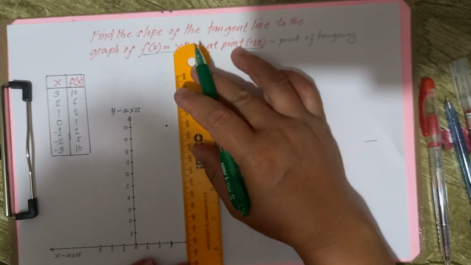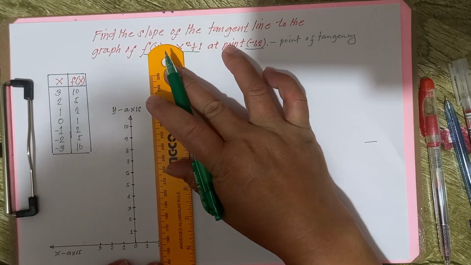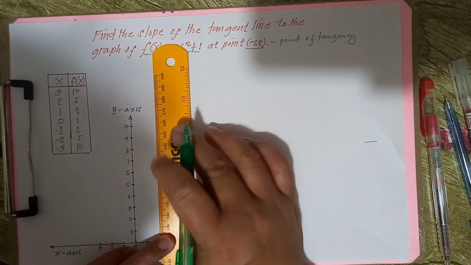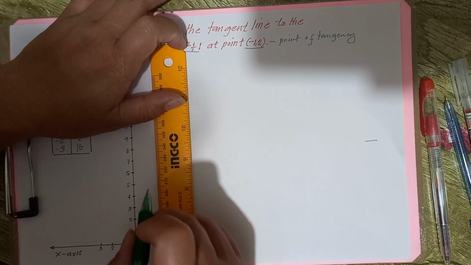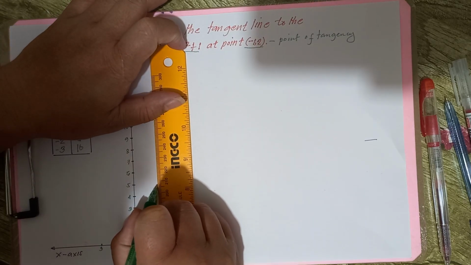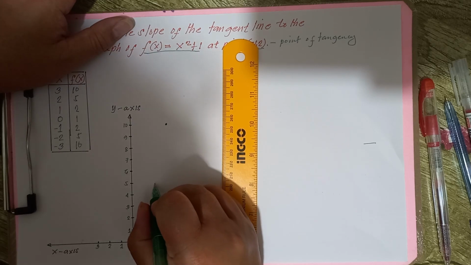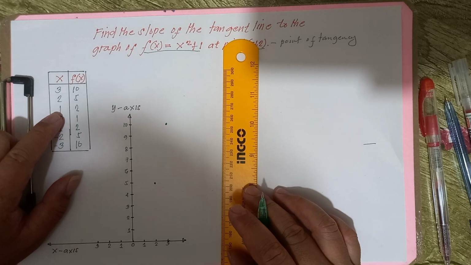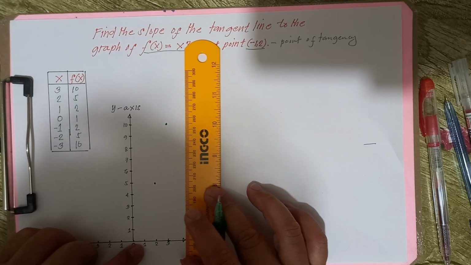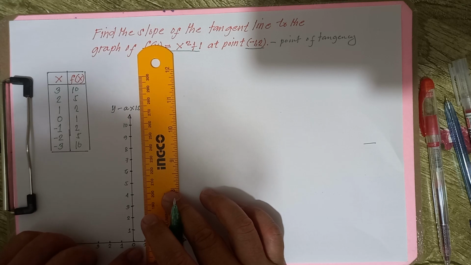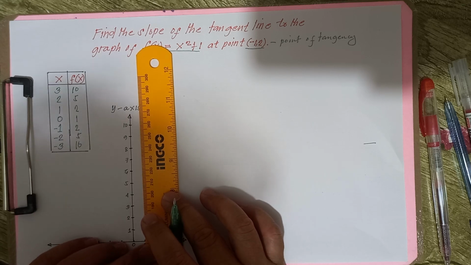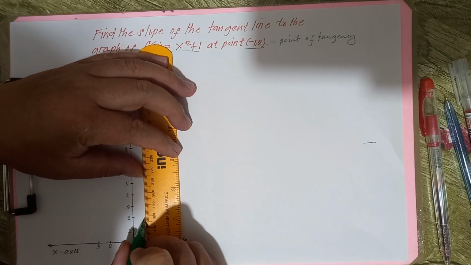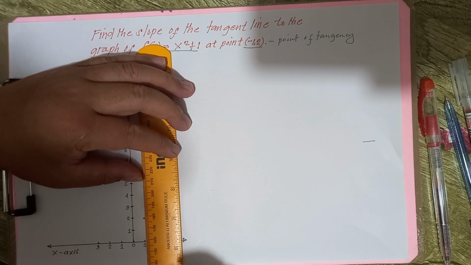Now, if our x is 2, where must the point be located? The point must be located in here, so that is the same as 5. So this must be our point. And if x is 1, the result will be 2. Your y will be 2. So we have it in here.